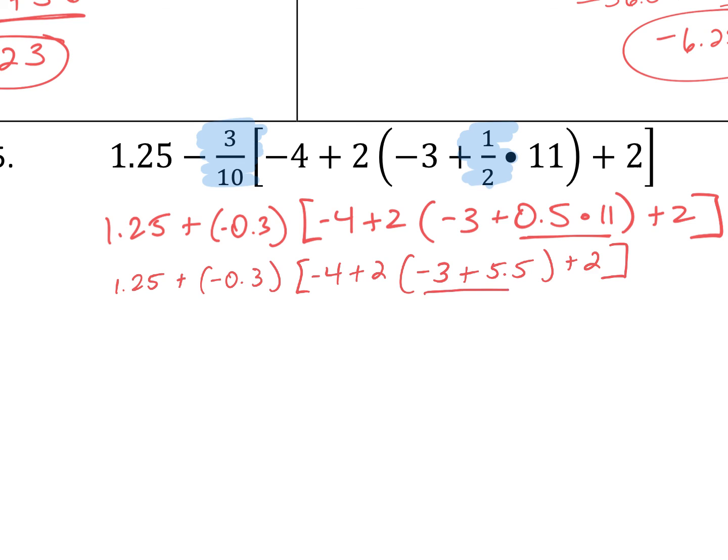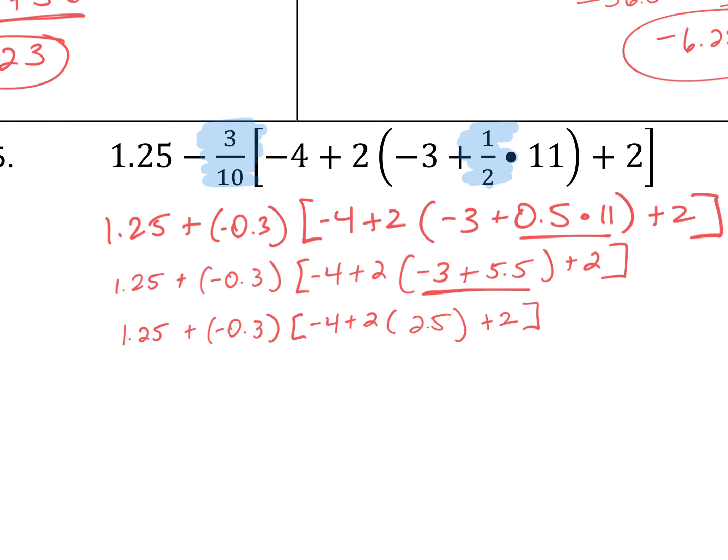From here, I move on to negative 3 plus 5.5. Okay, rewrite everything we have not done. Okay, negative 3 plus 5.5, signs are different, so I'm going to subtract. 5.5 minus 3 is 2.5. And since 5.5 is bigger, I'm going to leave it as positive.